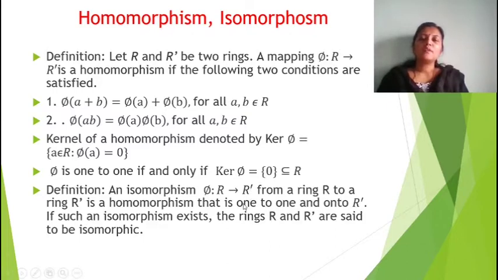Now we have the definition of isomorphism. An isomorphism phi from a ring R to a ring R dash is a homomorphism that is 1-1 and onto R dash. It's a homomorphism itself and it satisfies the conditions 1-1 and onto. If such an isomorphism exists, the rings R and R dash are said to be isomorphic.